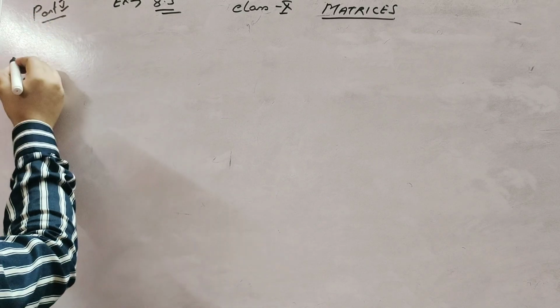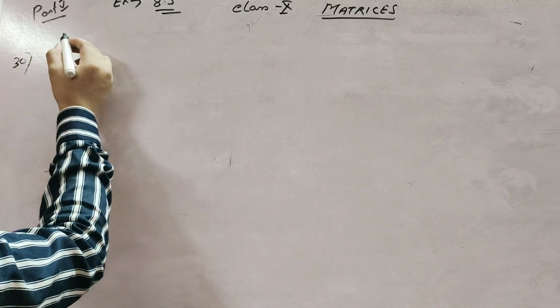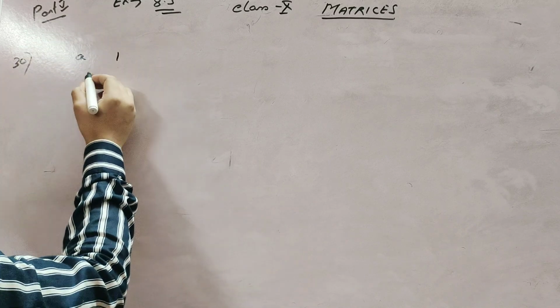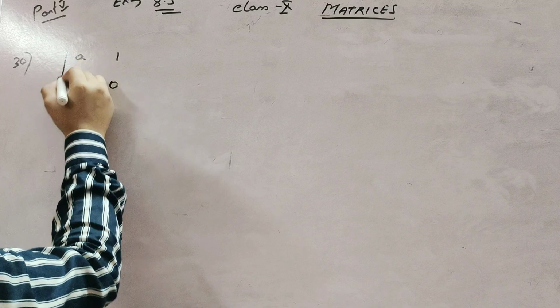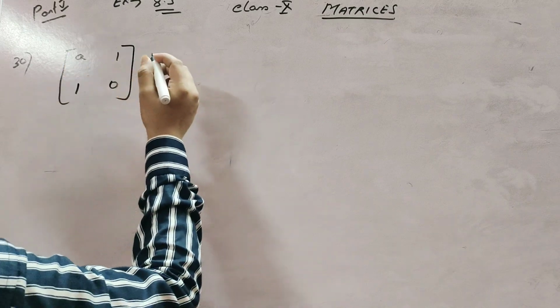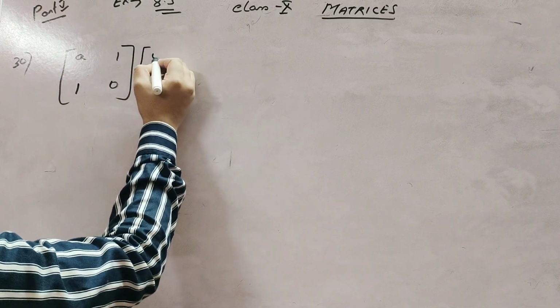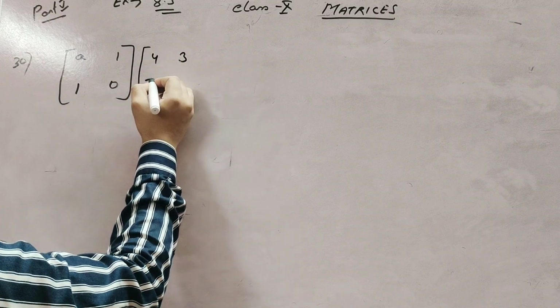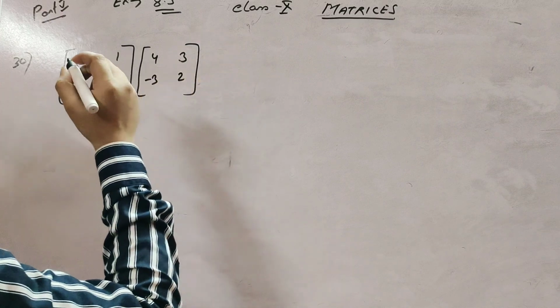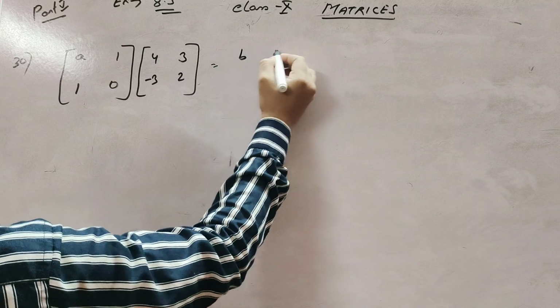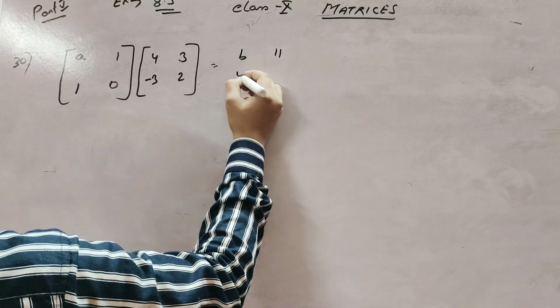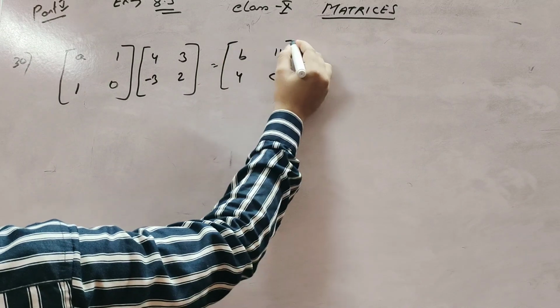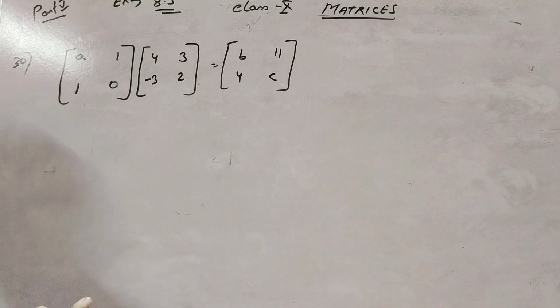Question number, directly 30. In question number 30, the matrix [a 1; 1 0] times [4 3; -3 2] equals [b 11; 4 c]. Find the value of a, b and c.